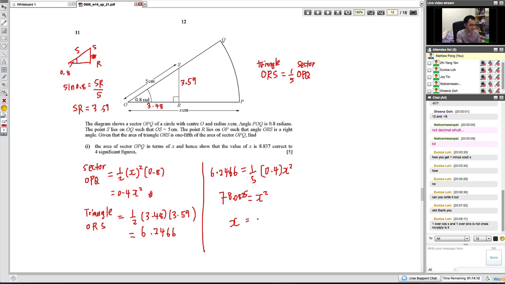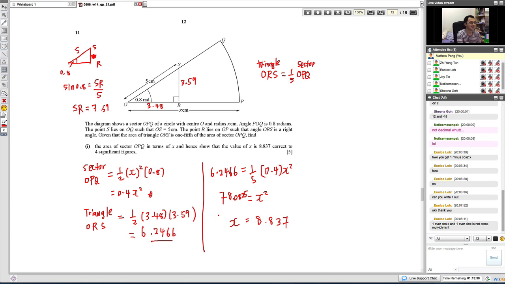I will get 8.836. But I need to round off to 7. I think maybe I used too many decimal places here already. I got 6 actually. Let me round off to 25. See, is it better? 6.25 multiply 5 divided by 0.4. Square root the answer, 8.838. No, it's too much. Maybe it's 3 decimal places. 6.247 multiply 5 divided by 0.4. Square root the answer.